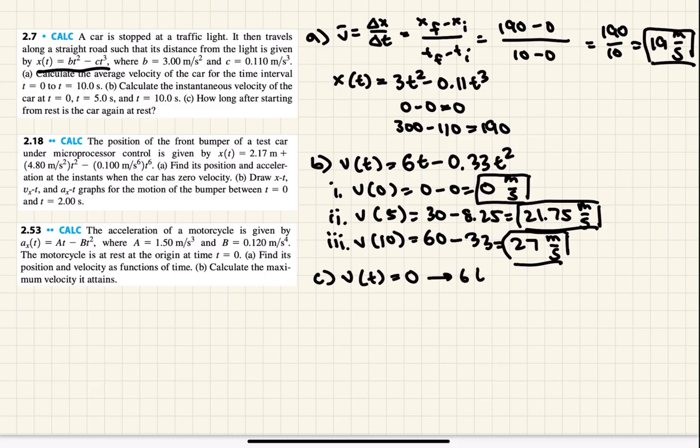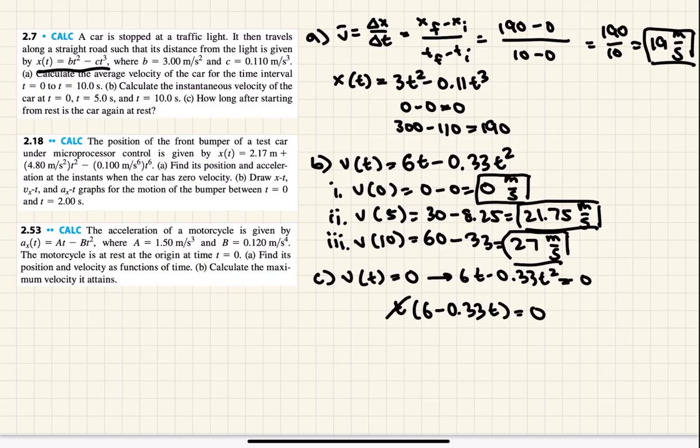And so that's 6t minus 0.33 t squared equals 0. Factor out the t, you get t times (6 minus 0.33 t) equals 0. And so there are 2 solutions to that. First, t equals 0. We already know that. That's when it starts off at rest.